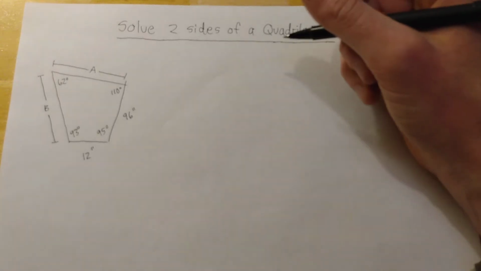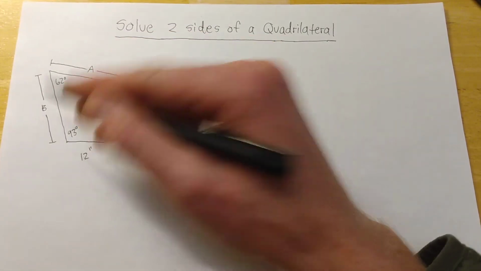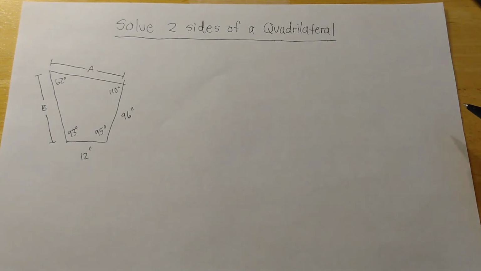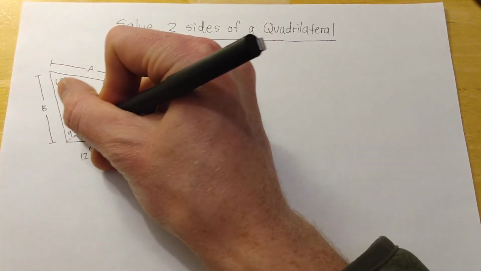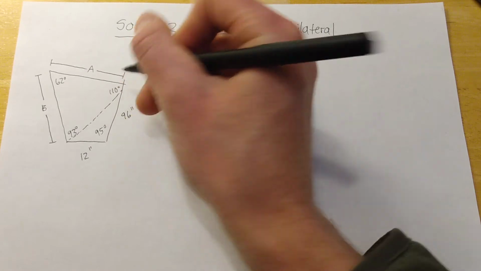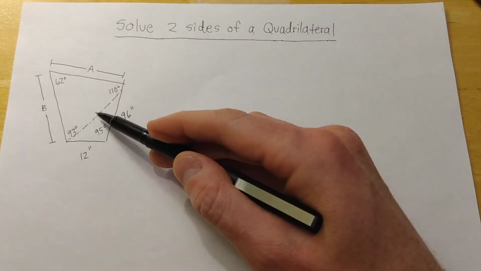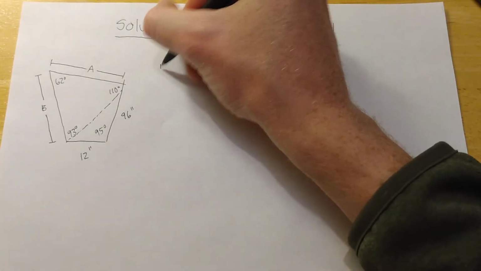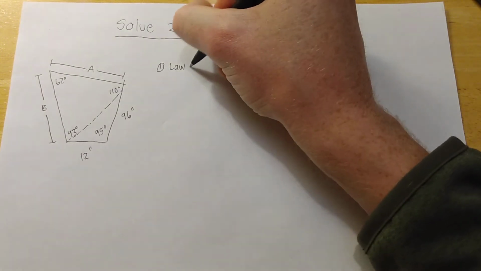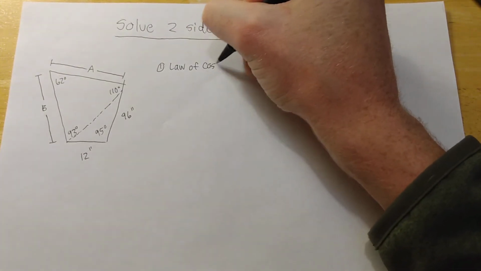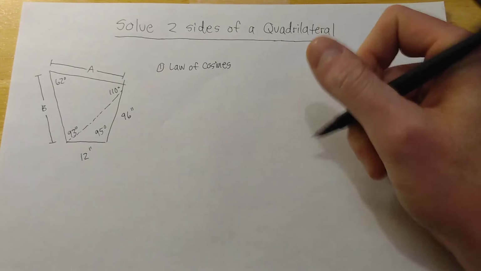Our goal is to find capital A and capital B here. One of the first things we could do is draw a dotted line right here, the diagonal, and solve for this diagonal. We're going to use the law of cosines. It's like the Pythagorean theorem.